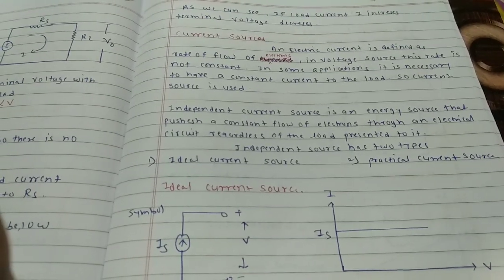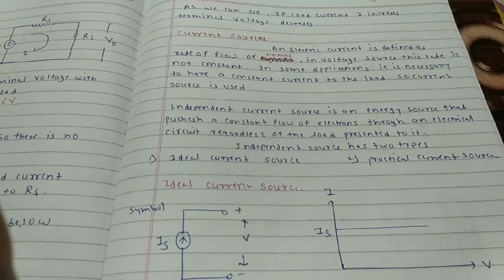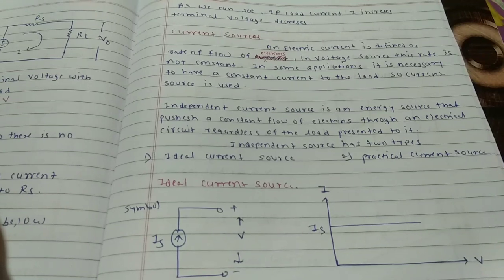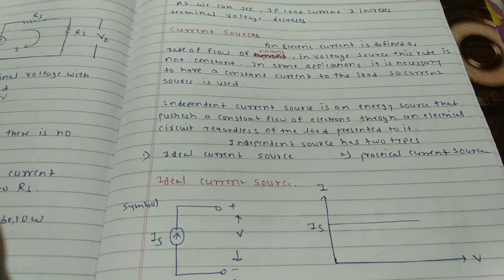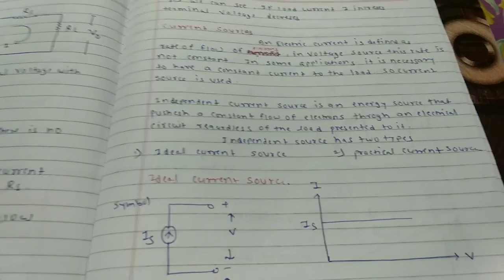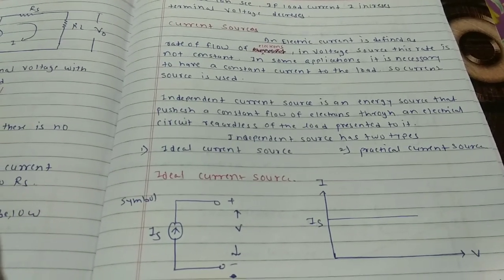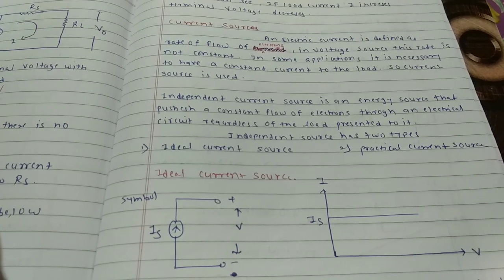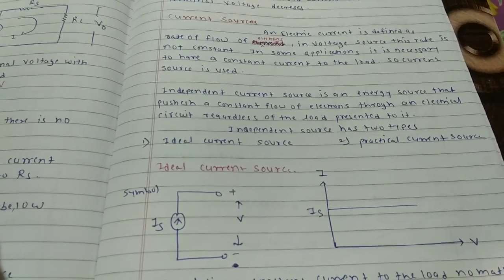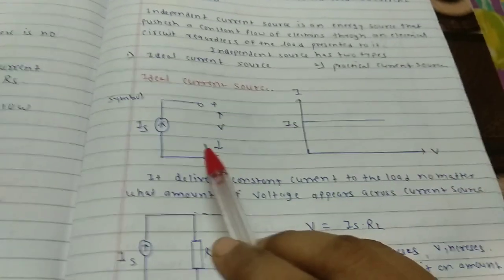An independent current source is an energy source that pushes a constant flow of electrons through an electric circuit regardless of the load presented to it. That means it does not depend on the load provided to it. The independent source has two types, ideal current source and a practical current source. We will see first what is the ideal current source and then we will go for the practical current source. Let's see the ideal current source.